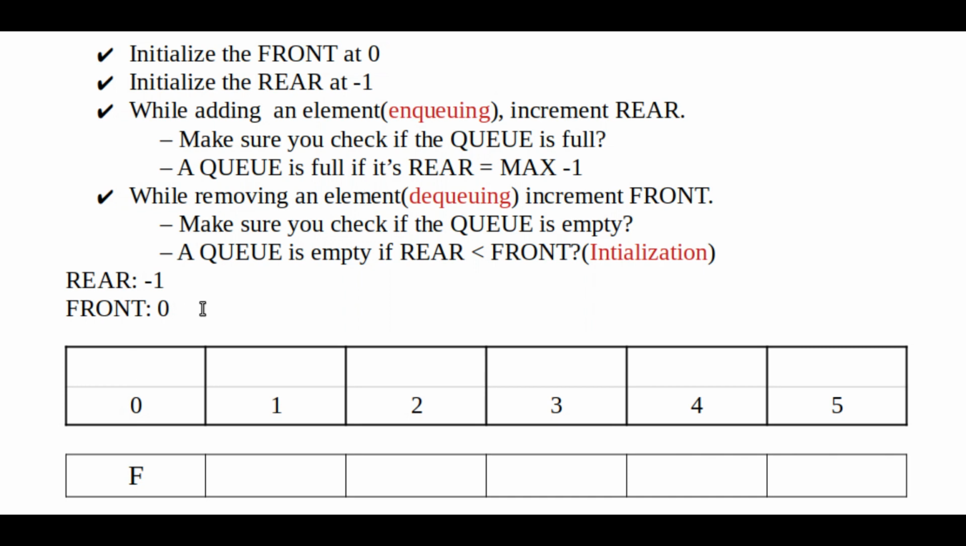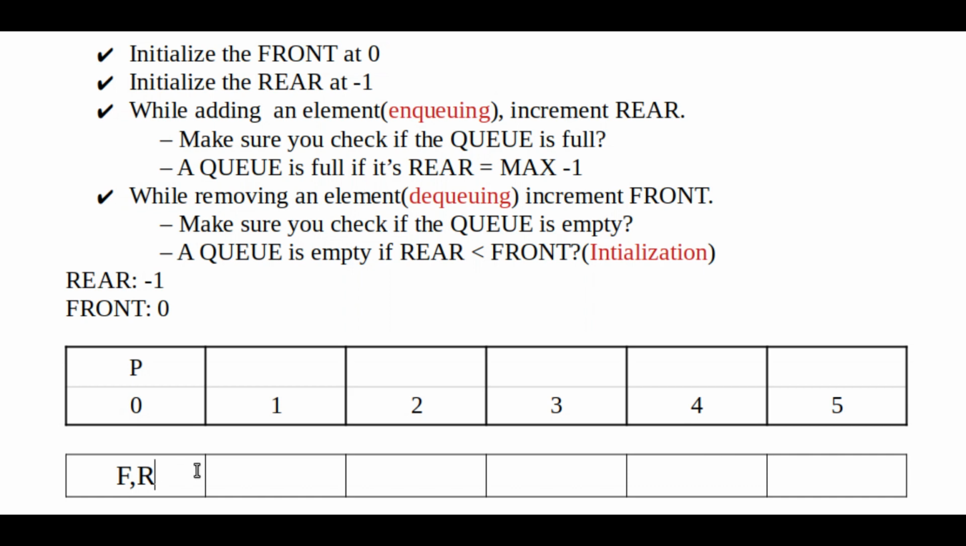Now let us see what happens if I insert an element. Suppose I insert an element P. I've already told you we insert an element at the rear end, so whenever we insert an element, we increment the rear. Right now the rear is pointing at -1, so I will increase the rear by 1. -1 plus 1 is equal to 0. So at index 0, I will insert my element P. Right now the front is at 0 and the rear is also at 0.